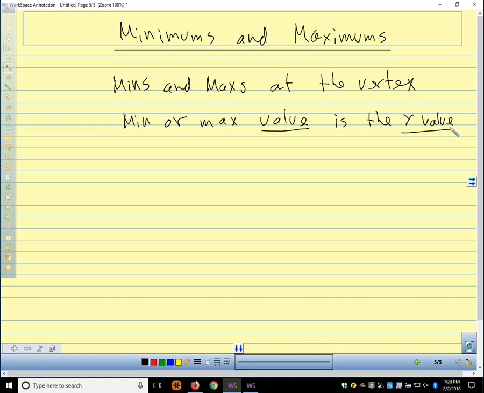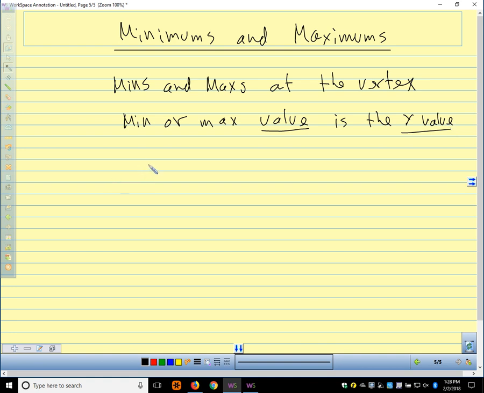So if we want to know what is the largest the function can get, it's asking how big can y get. If we want to know the smallest that the function can get, it wants to know how small can y get. So if you're asking for the minimum or maximum value, they're asking for the y value. So we wouldn't just say the minimum is at x equals 6. We want to know the value of the function there. How big is the function, or how small is the function?